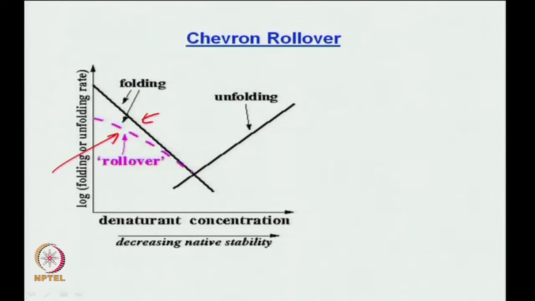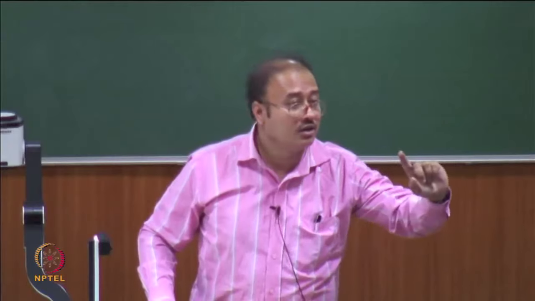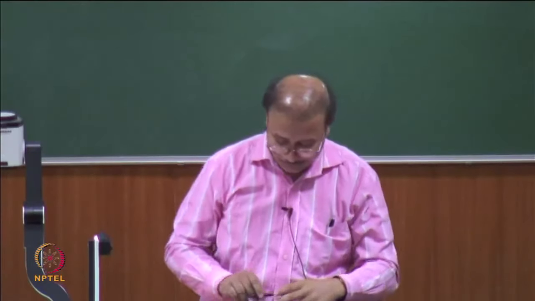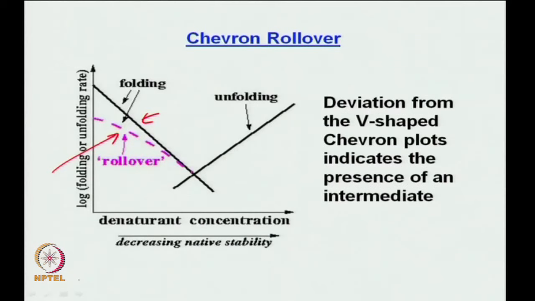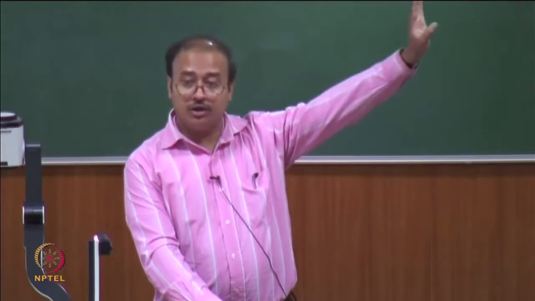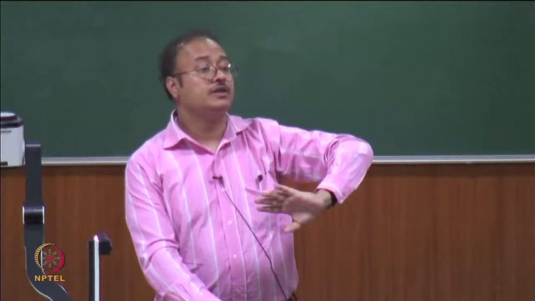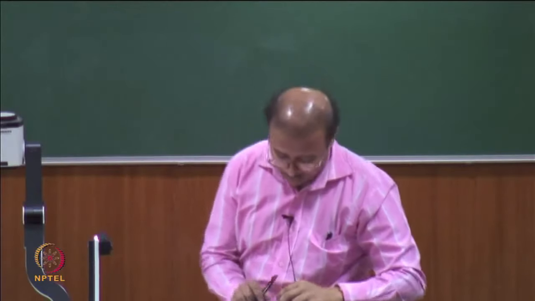So, this is called Chevron rollover, and whenever you have a Chevron rollover, that means it is rolling over from its linear path, and that is a signature for you to say that there is an intermediate in the pathway. So, deviation from the V shaped chevron plots indicates the presence of an intermediate. Clear? So, again this is the importance of a chevron plot, not only with respect to the kinetics, but also with respect to the test of the presence of intermediates, right.